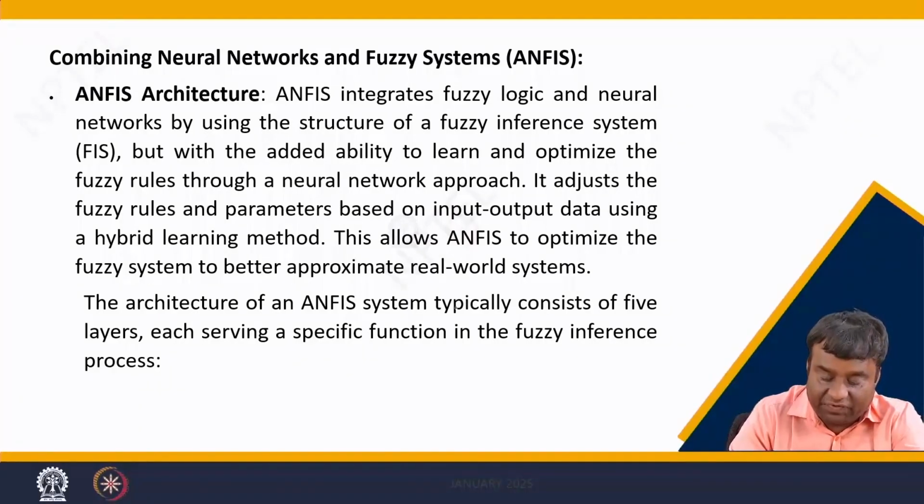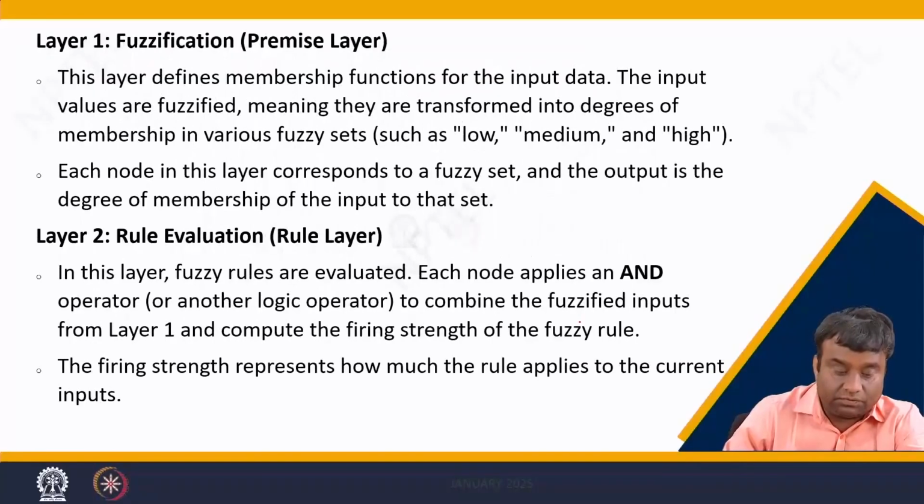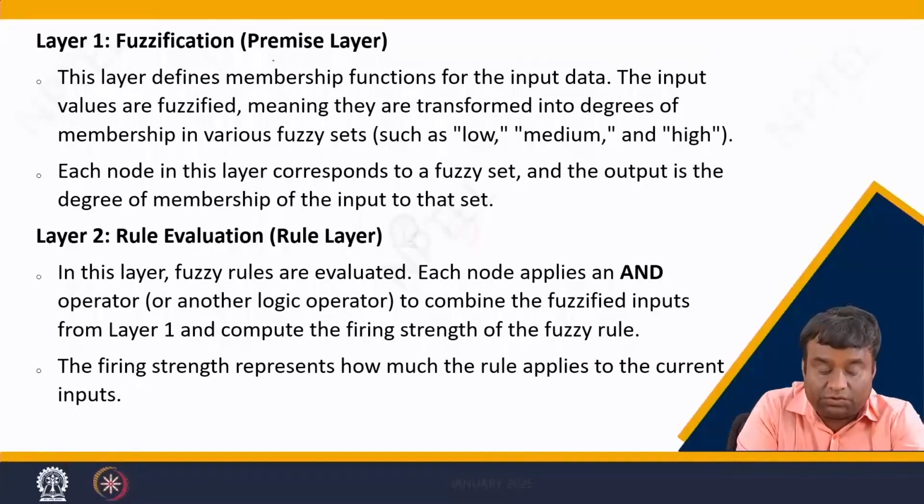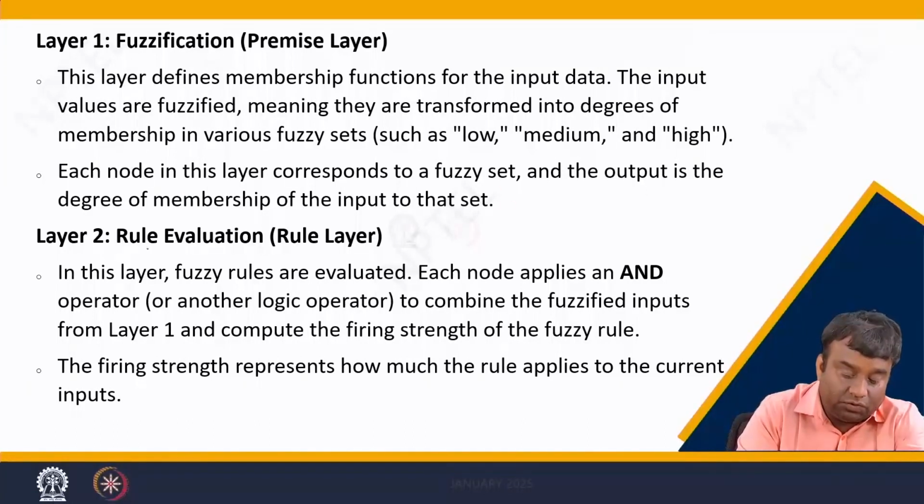The architecture of an ANFIS system typically consists of 5 layers, each serving a specific function in the fuzzy inference process. So layer 1 is fuzzification, also known as premise layer. This layer defines membership functions for the input data. The input values are fuzzified, meaning they are transformed into degrees of membership in various fuzzy sets such as low, medium, and high. Each node in this layer corresponds to a fuzzy set, and the output is the degree of membership of the input to that set.